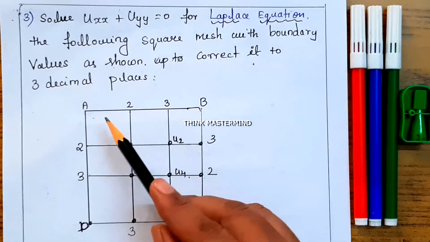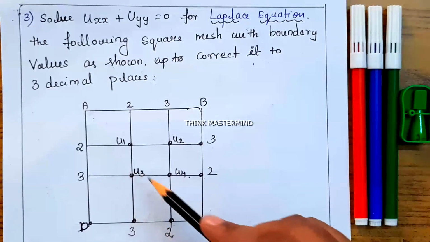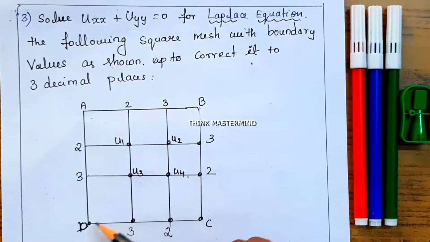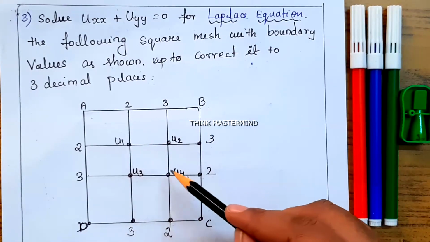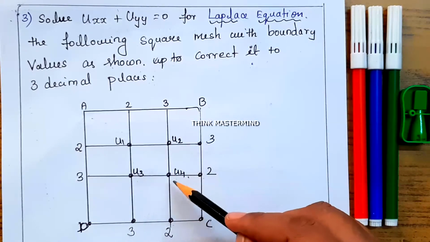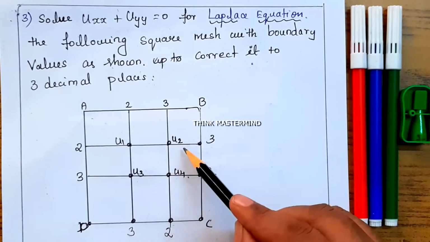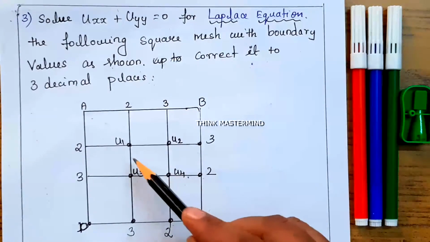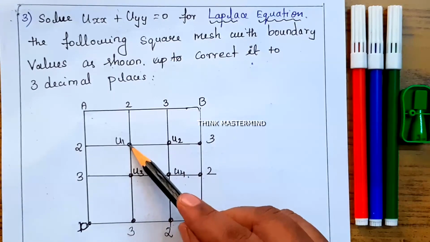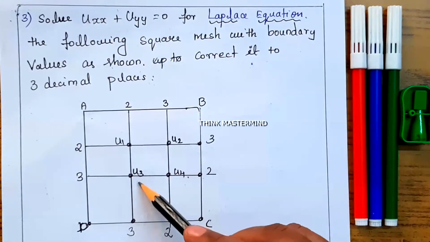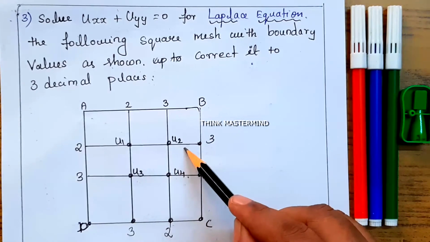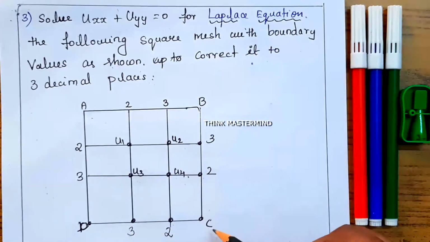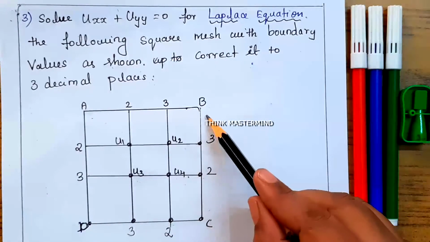What do you mean by that? It is symmetric about AC means these 2 points coincide, and symmetric about DB means these intermediate points are also the same, that is u3 is equal to u2, u1 is equal to u4. So I am considering that u1 is equal to u4 and u3 is equal to u2. Therefore it is symmetric about the diagonal lines AC and DB.